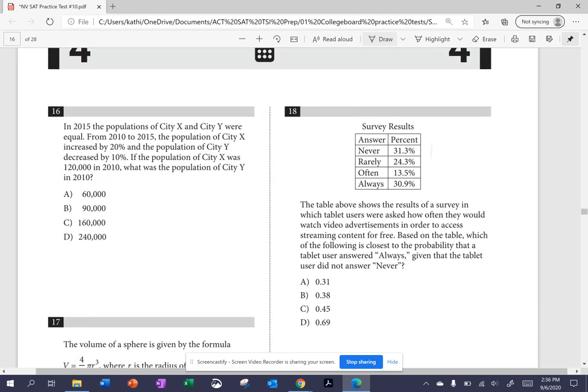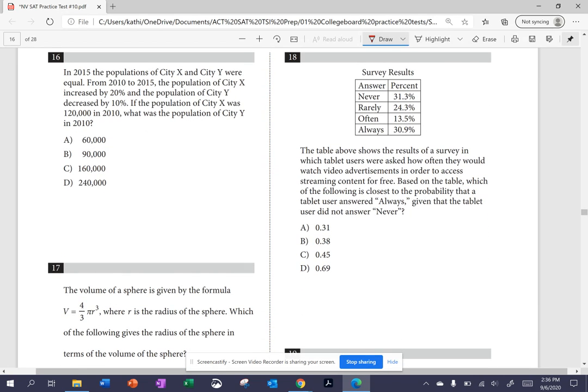Number 16. In 2015, the populations of city X and city Y were equal. From 2010 to 2015, the population of city X increased by 20%, and the population of city Y decreased by 10%. If the population of city X was 120,000 in 2010, what was the population of city Y in 2010?